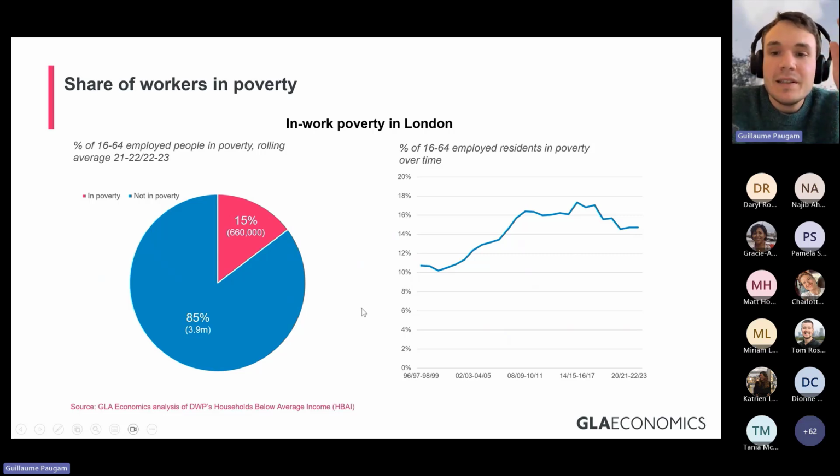Now, to get into the heart of the indicator itself, the in-work poverty indicator, that is the share of workers in poverty. This is the latest data. So 15% of people with a job in London in the latest data available were in poverty. That's just under 700,000 workers in London.